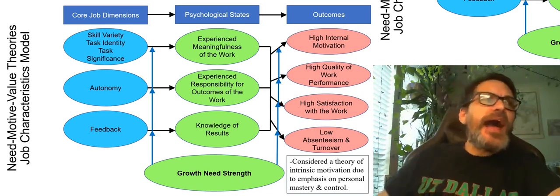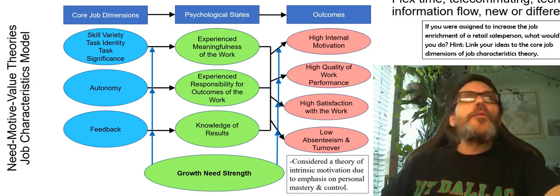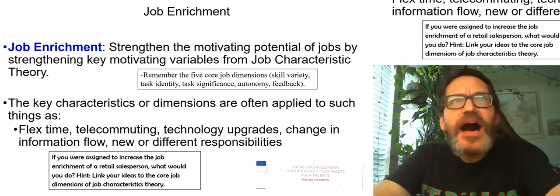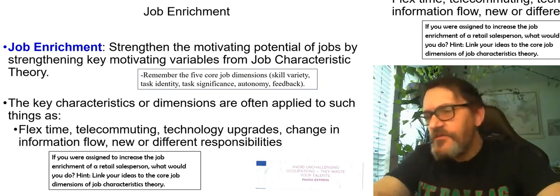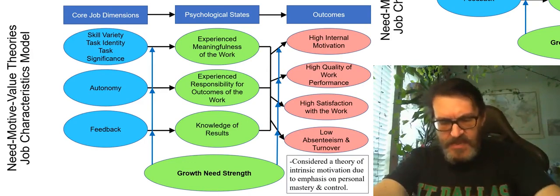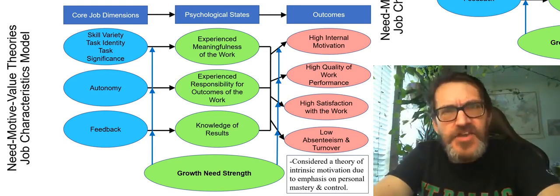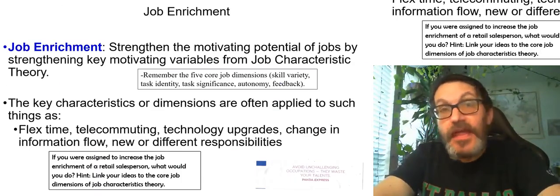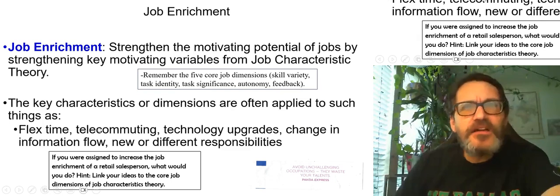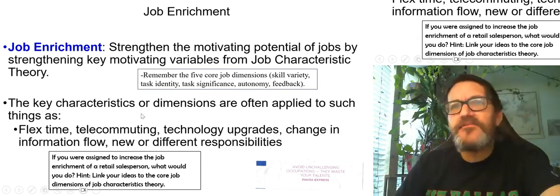And so we see that what's going to happen in this job characteristics theory is we can now do what would be called job enrichment. And that is look at these core job dimensions and find ways to enrich the job. Okay? So things like flex time, telecommuting, technology upgrades. Okay? So all kinds of different things can be done.